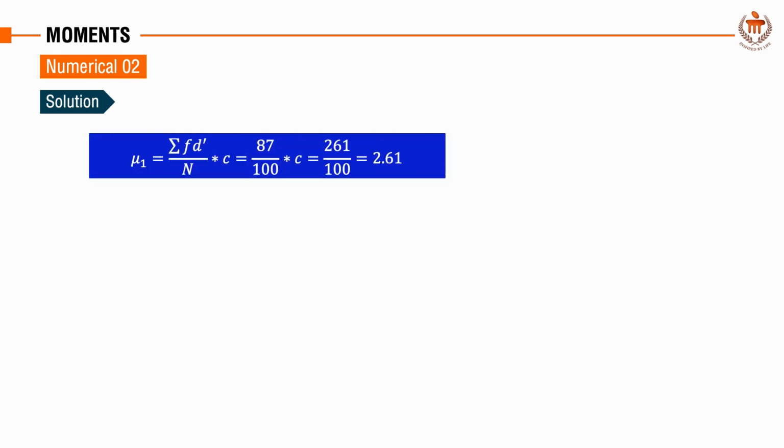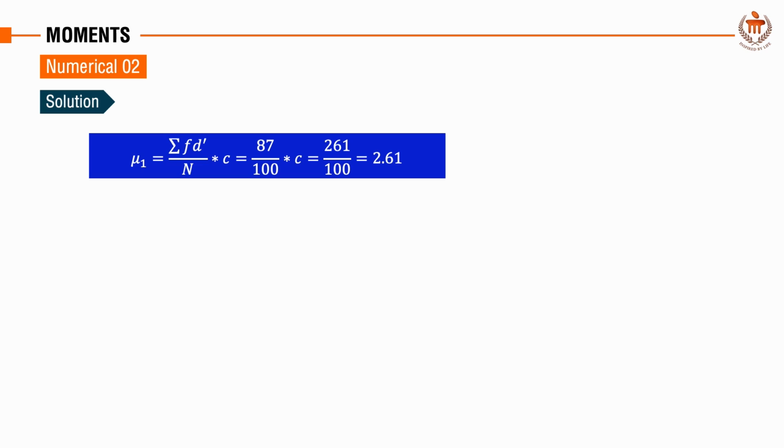Okay, so here we can say that mu1 dash is equal to sum of fd by N into c. N is the total sum of frequency. N is equal to 100. Okay, so the total sum of fd, sum of f into d. Okay, when we calculate here, c is the class width.